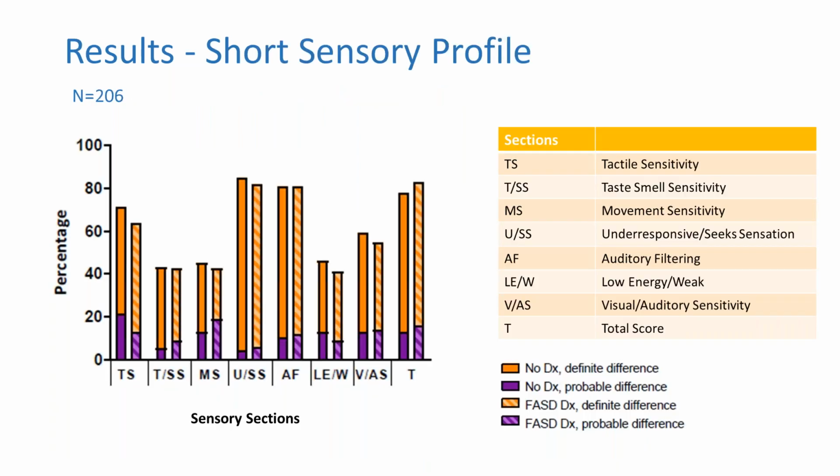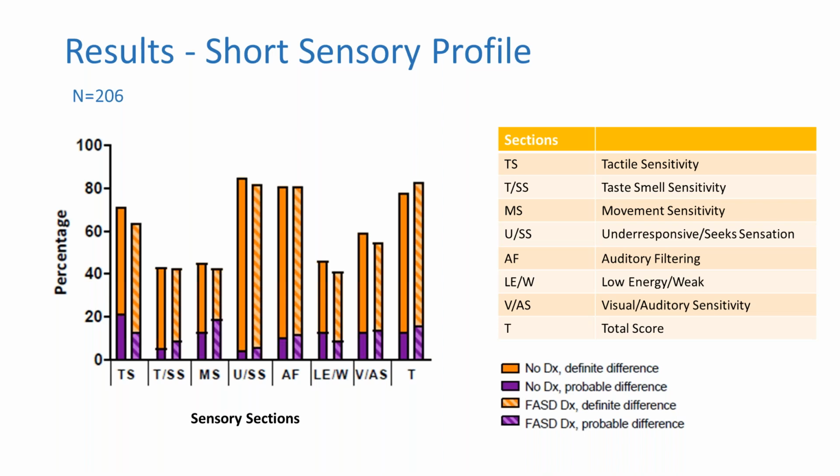So I will disclaim that this is a very confusing slide, and it's my least favorite graph, and it needs to be changed. So I'll walk you through it. The bold orange and purple are the non-diagnosed group, and the purple is the probable difference, and orange is definite differences in those areas. And then the ones that have a bar across are the group that did receive an FASD diagnosis. And again, the purple is the probable difference and orange is the definite difference.